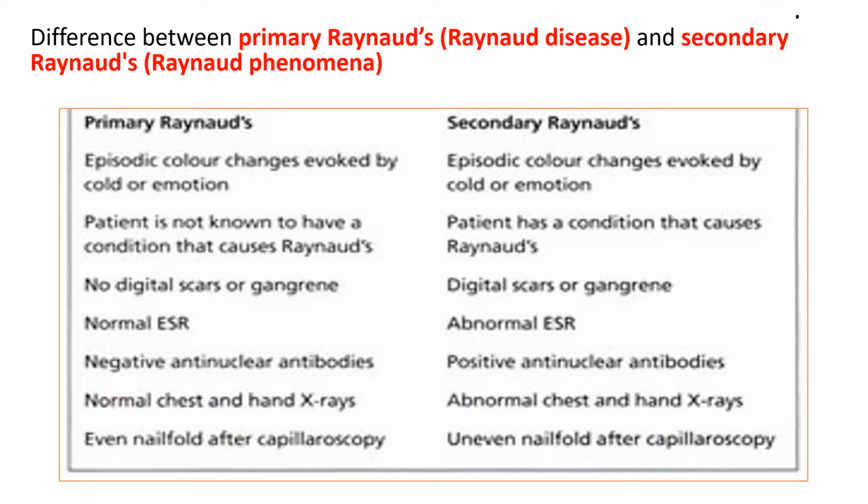In primary Raynaud's, or Raynaud's disease, there are no digital scars or gangrene. Investigations such as ESR, anti-nuclear antibodies, and the like are normal. Whereas in Raynaud's phenomenon, or secondary Raynaud's, ESR is abnormal, anti-nuclear antibody can be positive, and there is nail fold change on capillaroscopy, and there can be digital scars or gangrene.